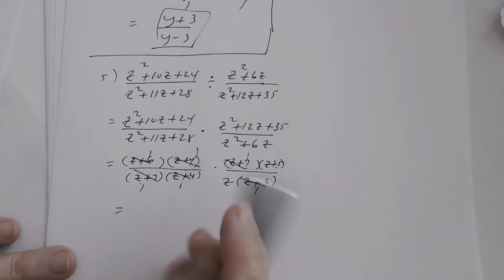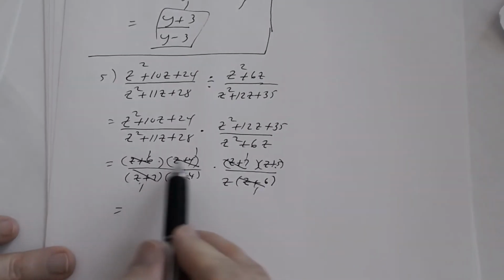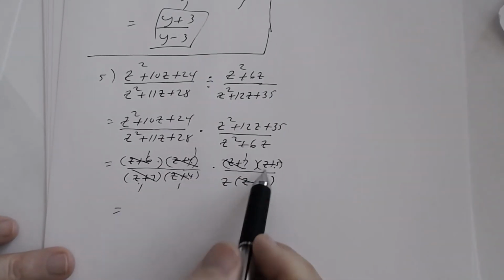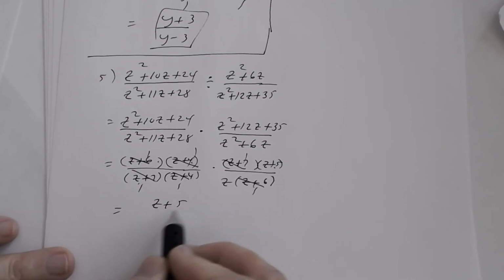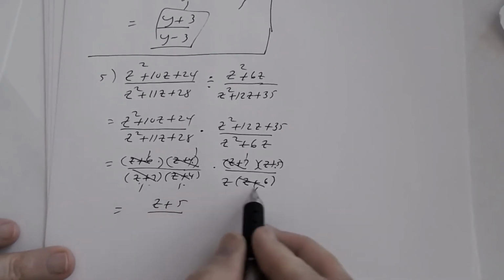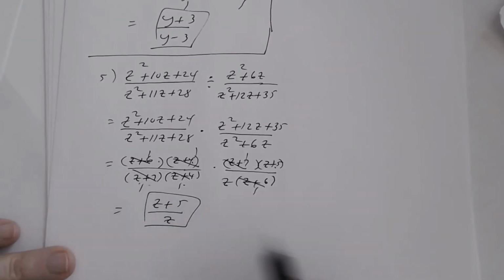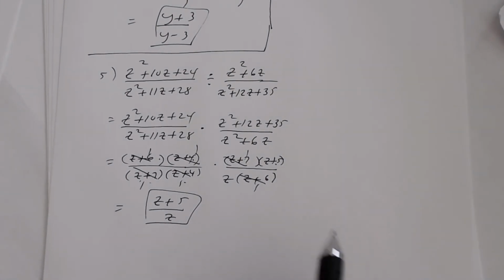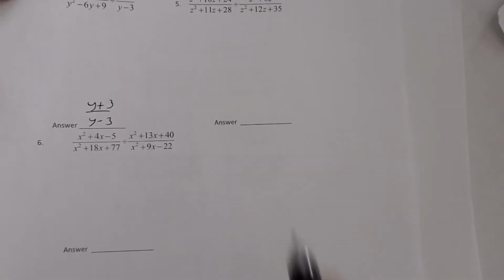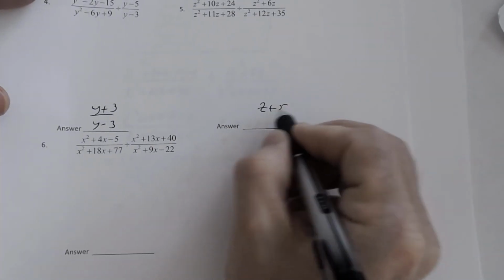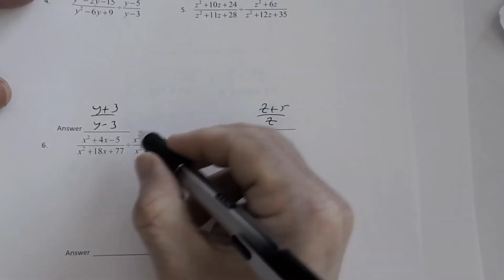So you just rewrite this as one rational expression. 1 times 1 times 1 times z plus 5 is z plus 5. 1 times 1 times z times 1 is z. And so that's the answer to number 5. So number 5, we have z plus 5 divided by z. Okay, let's do number 6.